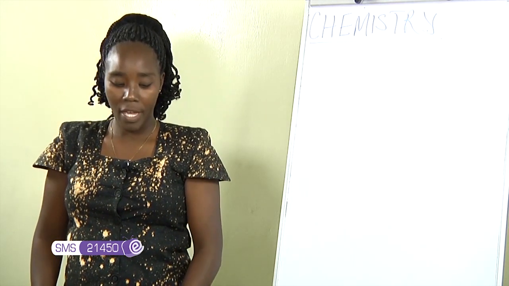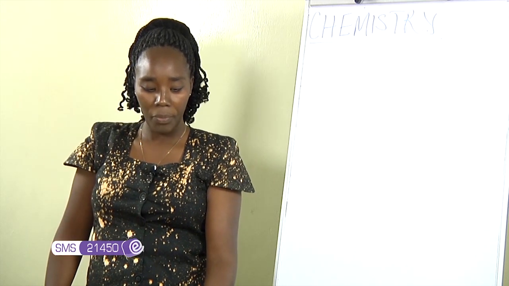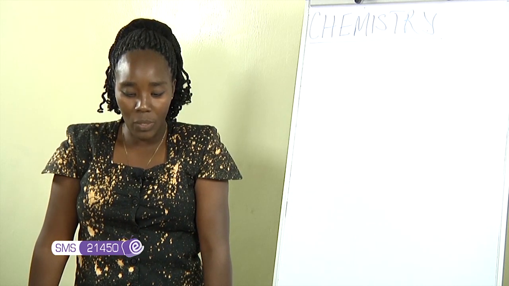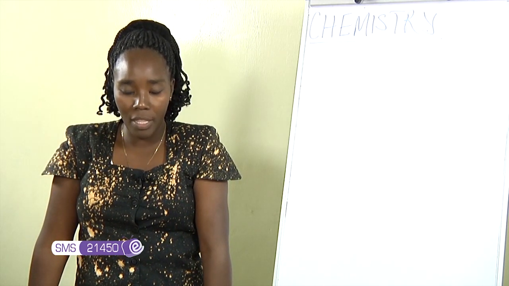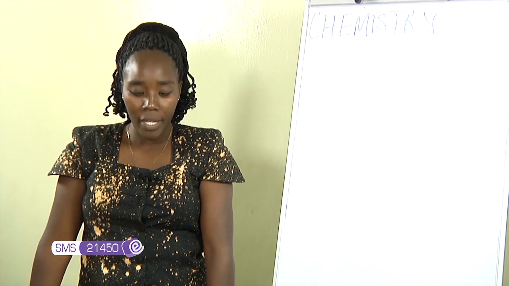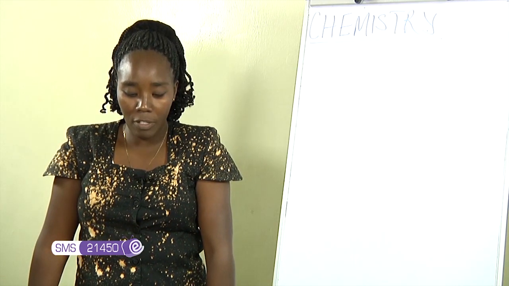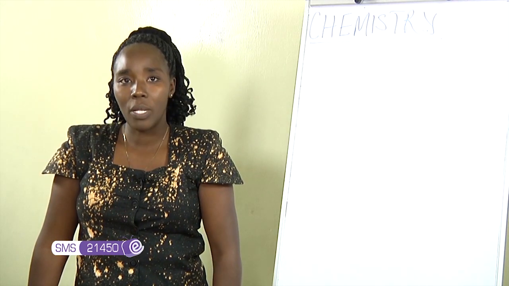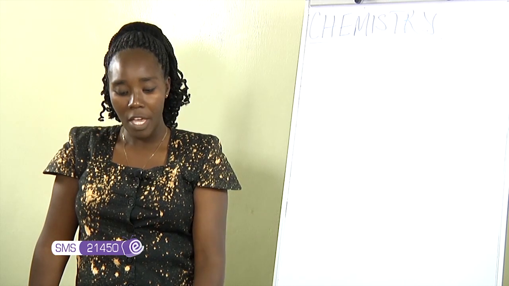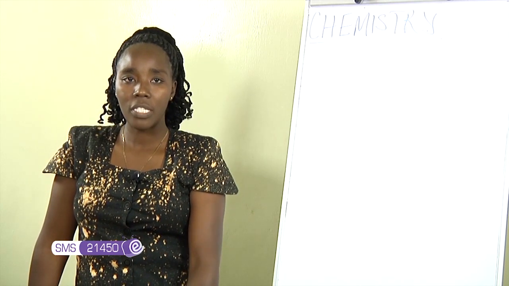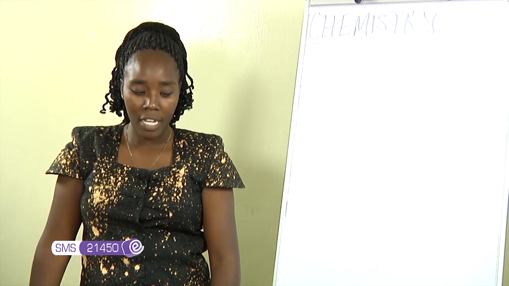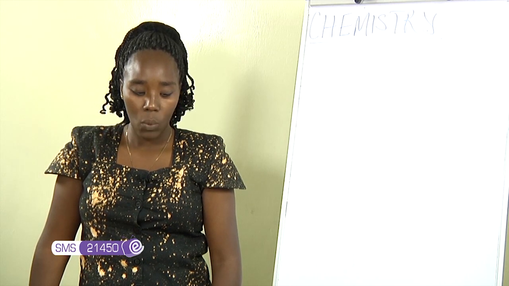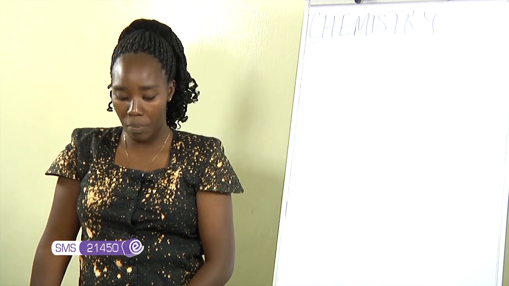In Form 2, we have a number of topics to cover. We have about 6 topics to cover. We start always with the structure of an atom and the periodic table in Chapter 1. Chapter 2, we go to chemical families, patterns and their properties. 3, we look at structure and bonding. 4, we look at salts. 5, we look at the effect of an electric current on substances. And 6, we look at carbon and its compounds.